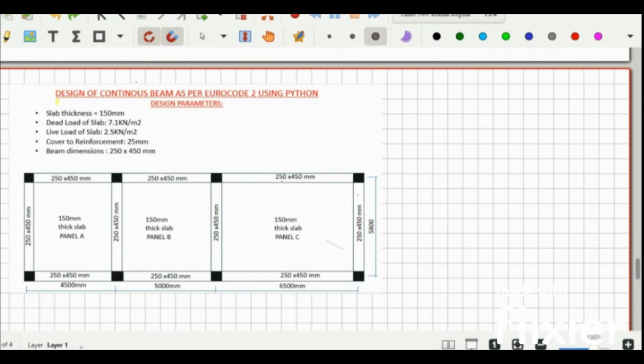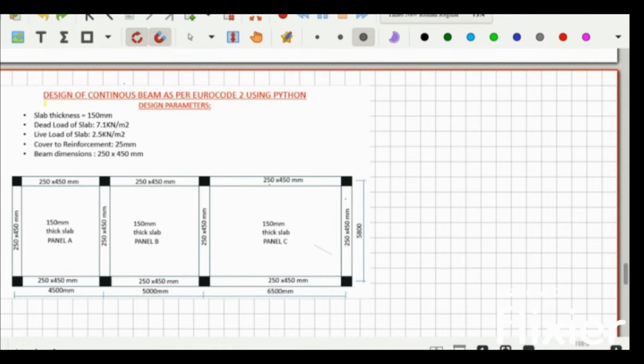In this tutorial, we'll be designing a continuous beam as per Eurocode 2 and we'll be using Python programming language. This is also going to be an interesting one, so stay tuned to the end.